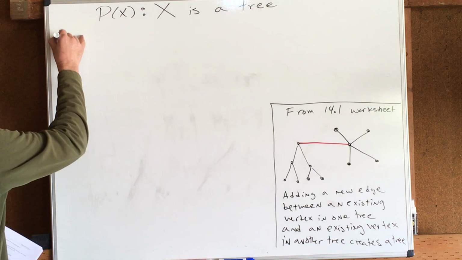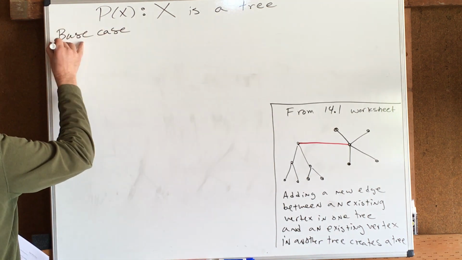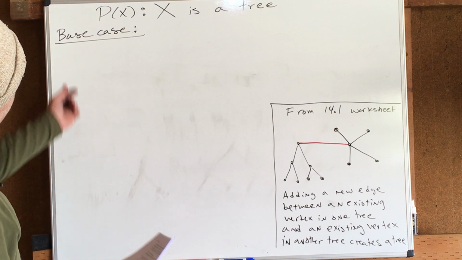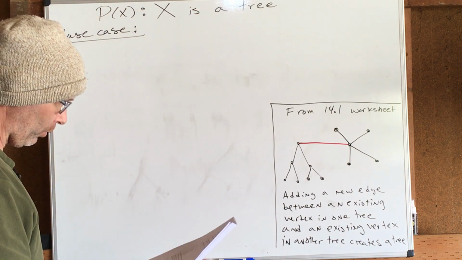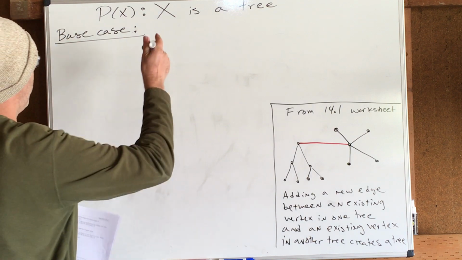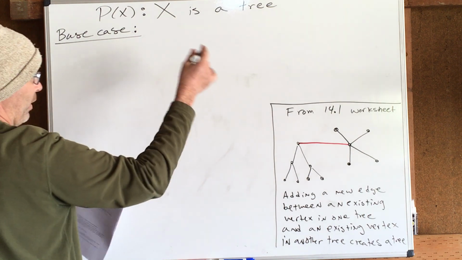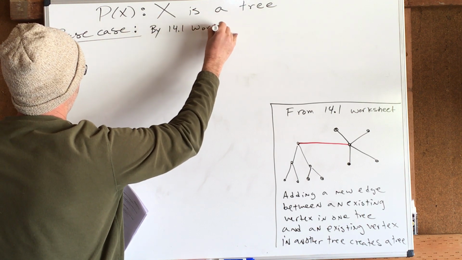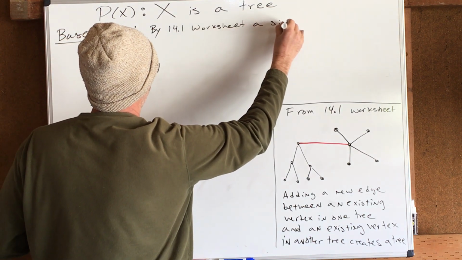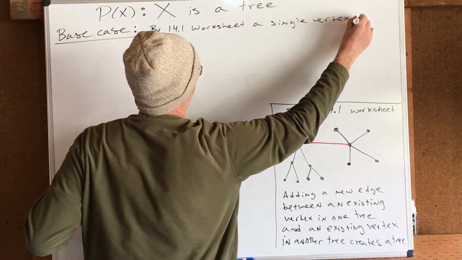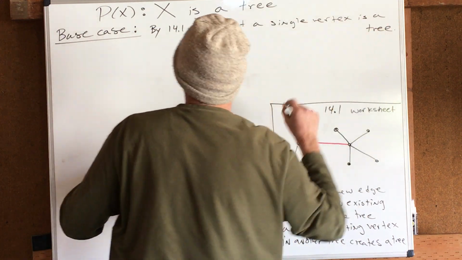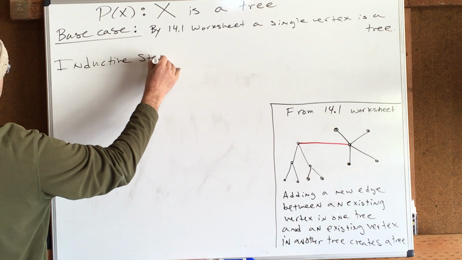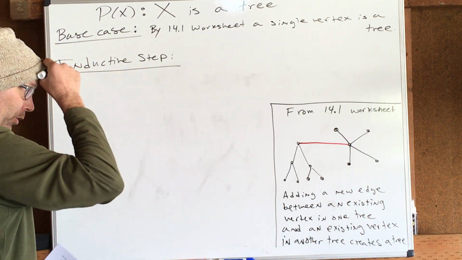Okay, all right, so base case. Remember that in the base case, we want to prove the property we're trying to prove, that X is a tree, for the initial case. Here we're trying to prove that a single vertex is a tree. We already know that's true. So by the 14.1 worksheet, a single vertex is a tree. Okay, inductive step.